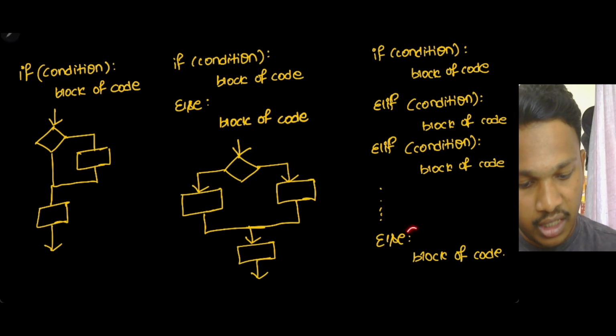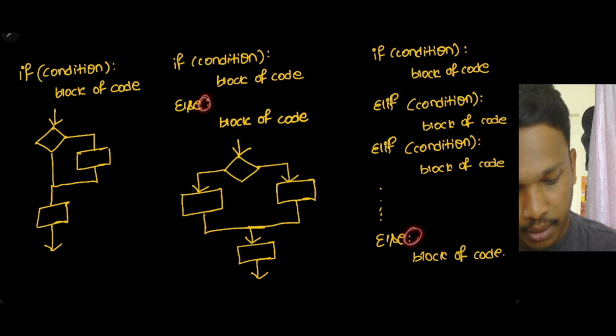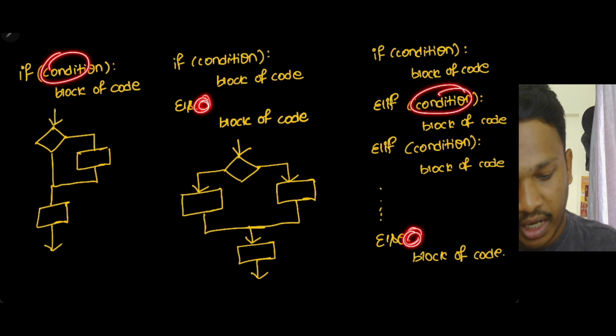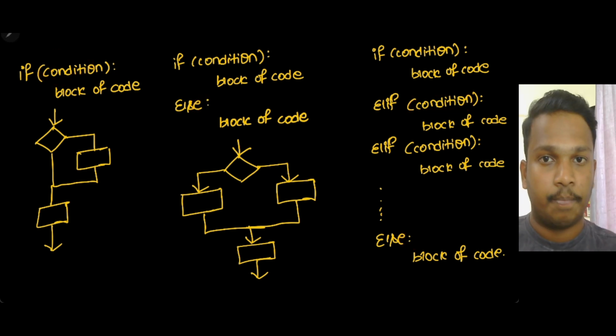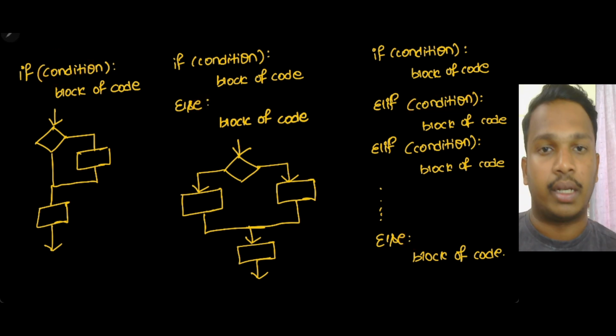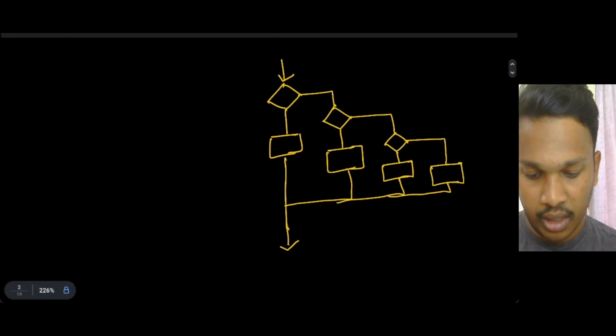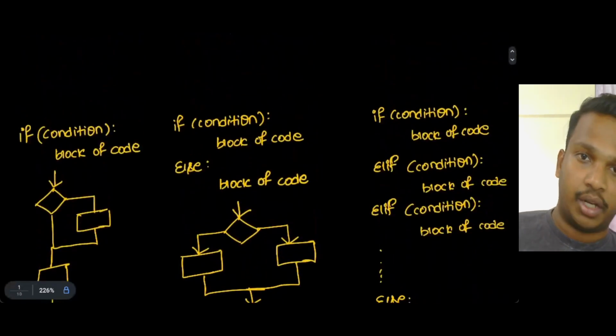Now for else, no condition. Only for if condition is there, else if condition is there, else nowhere condition. For else there is no need of condition. This is the thing. And this one I want to make sure is clear.